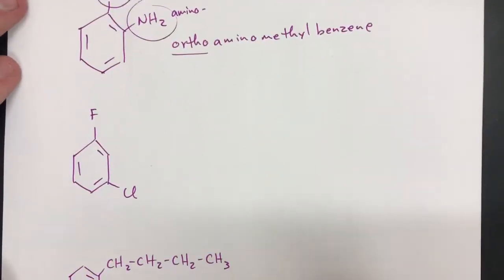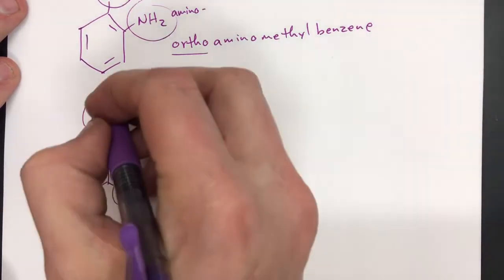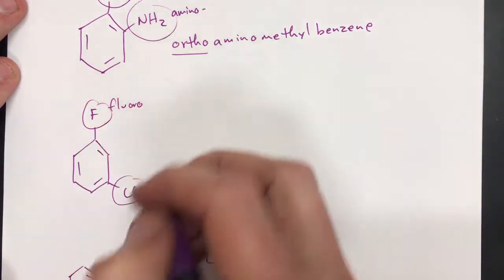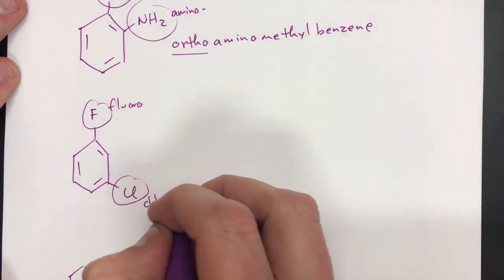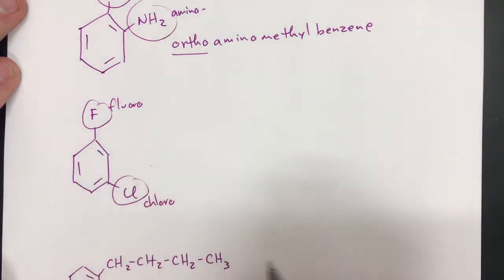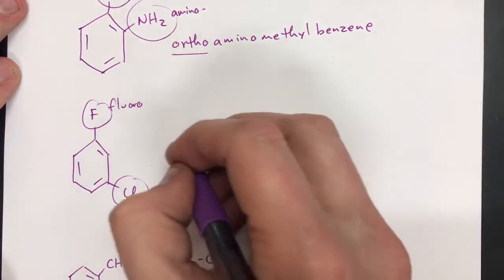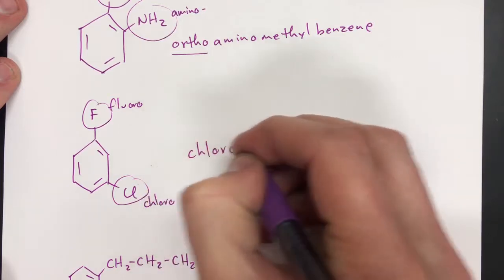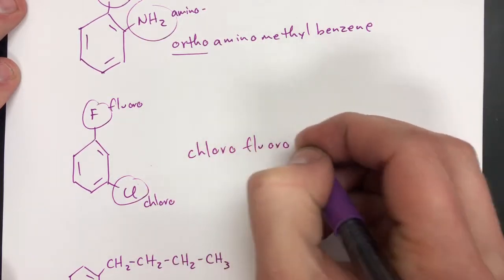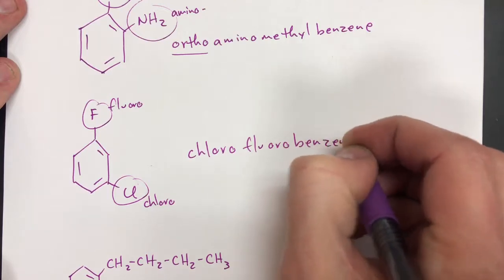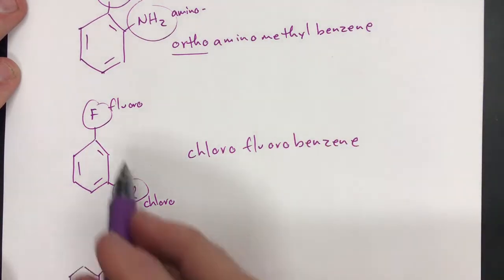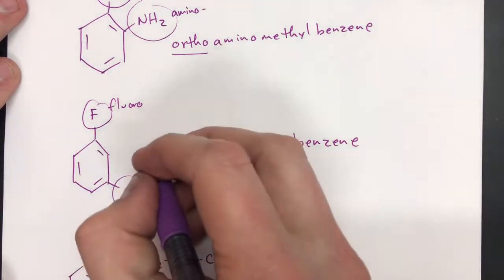If they are not right next to each other, if there's one carbon in between, so here we have a fluoro group, and here we have a chloro group. Both of those are prefixes. So in alphabetical order, this is chloro, fluoro, benzene, chlorofluorobenzene.